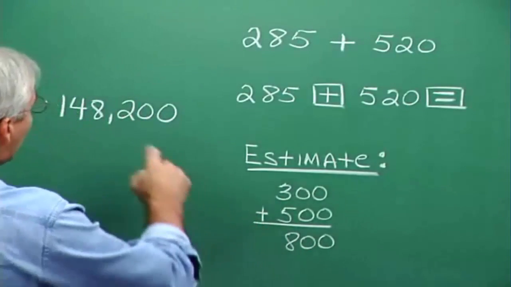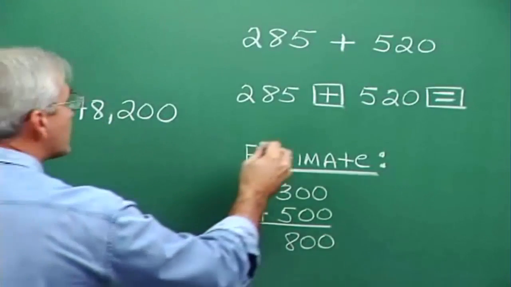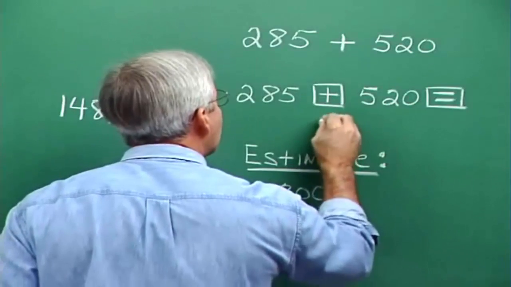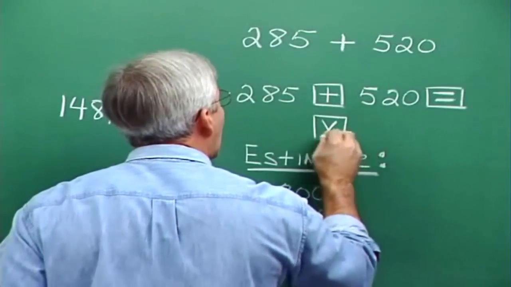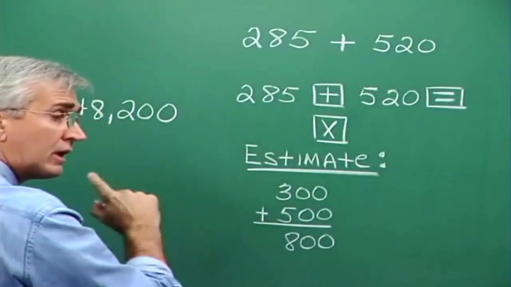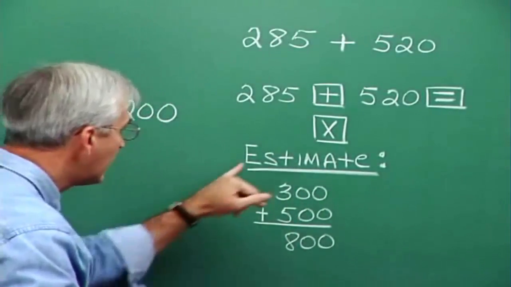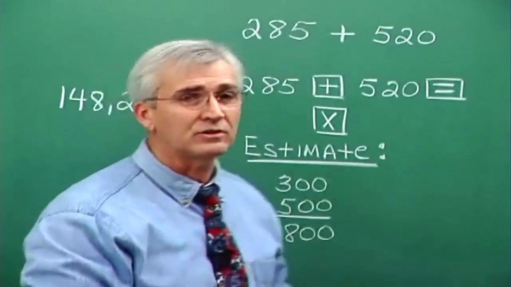And you might be thinking, well, how could we possibly get a number like this? Well, you can get a number like this if you just make the mistake of entering the incorrect operation symbol. You see, if you multiply these instead of add them, then you could get something that is way off base, but you would see that mistake if you just go to the trouble of making the estimate.